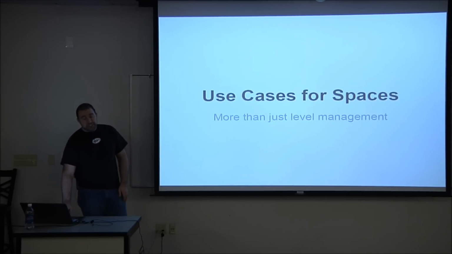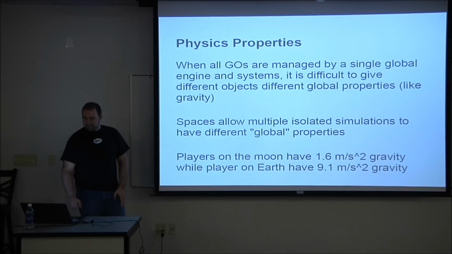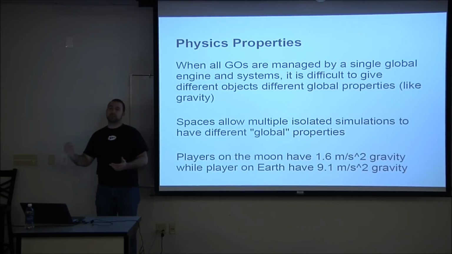All right, so what actually can you do with spaces besides just organizing objects in your game scene? So the basic case is organizing your objects. One of the cool things you can do is have different physics properties. Right? So you might have two different levels, and you want to have different gravity for each of them. Say they're on two different planets, so gravity is weaker on one and it's stronger on the other.